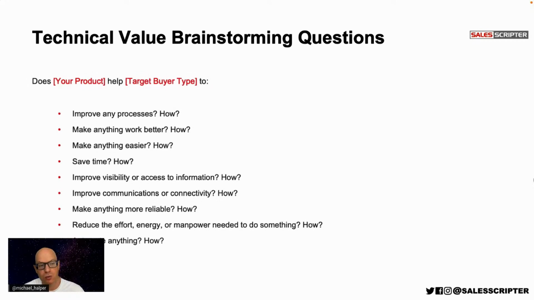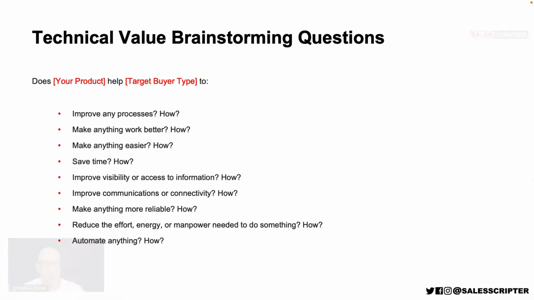So you can insert in red here, does your product help, and then you can insert the target for this sales message, help to improve any processes, make anything work better, make anything easier, save time, improve visibility, improve communications, make anything more reliable, reduce the effort, energy, manpower needed to do something, automate anything. Now notice if we change the buyer type here to either a different industry or different person in the organization, that could change the answers here. So this is an example of how when you change the target buyer type, the benefits and interests can change and the sales message changes.